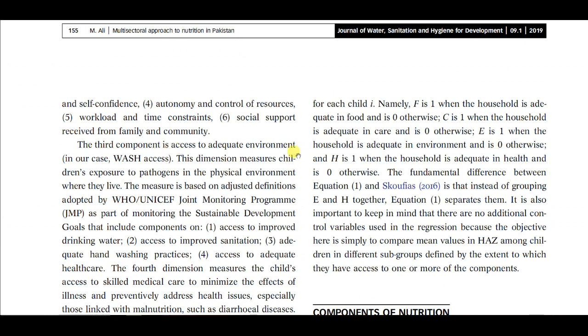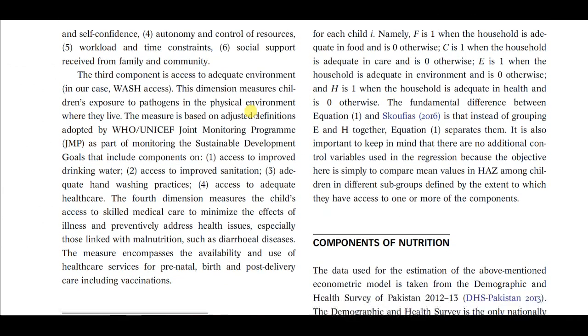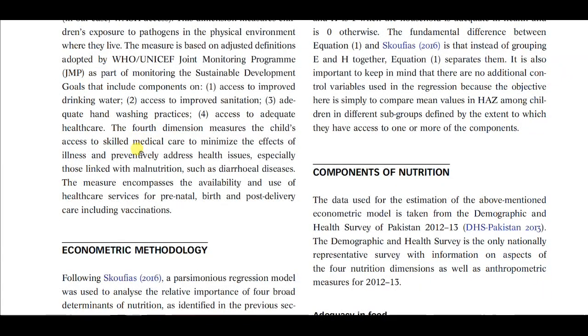The third one is the component adequate environment, and we take WASH access as the component for adequate environment. In this dimension, we consider children's exposure to pathogens in the physical environment where they live, and we use improved drinking water, improved sanitation, and adequate hand washing facility in this framework. The fourth dimension is adequate health care, and we measure it by different indicators that indicate whether the mother and the children had access to basic health care in the community or in the household.